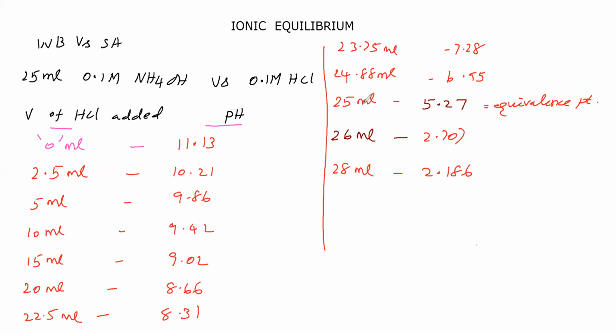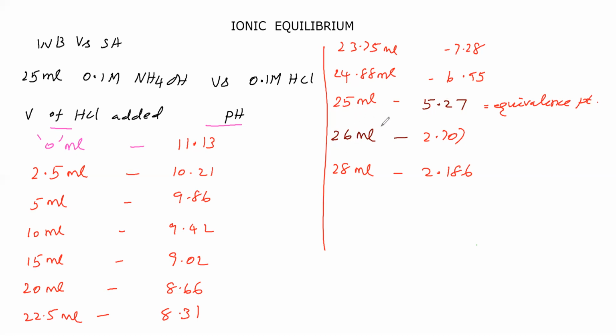How much HCl are we adding here? Just 0.12 ml. How much is the pH reducing? Around 0.5, around 0.7 reducing. Therefore, near the equivalence point, pH changes drastically. Correct? So pH changes drastically near the equivalence point.